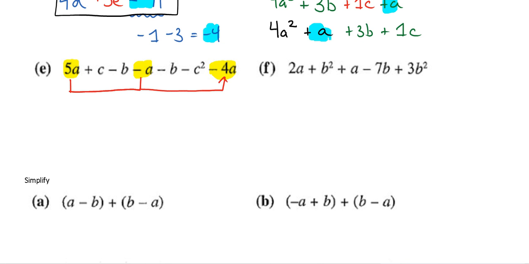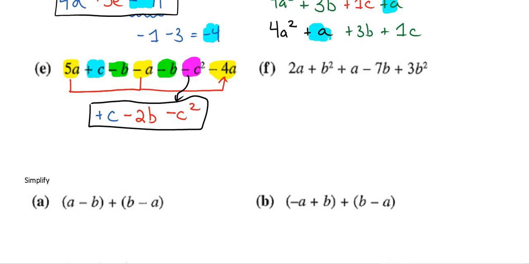Okay, and then I have this plus c. Do you have any other single c's out here? The answer is no, so I'll leave my plus c just the way it is. And then I have a minus b and a minus b, so minus b minus b. That's going to be negative 2b. And then I have this minus c squared, which is this one in purple right there. So this is my final answer: plus c minus 2b minus c squared.